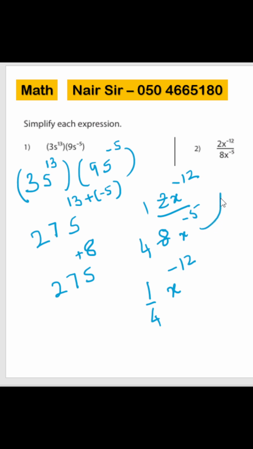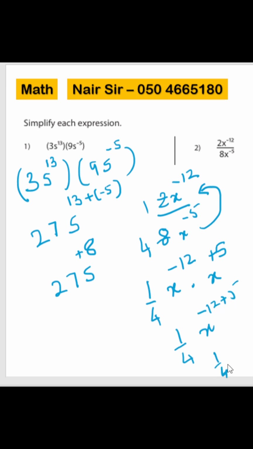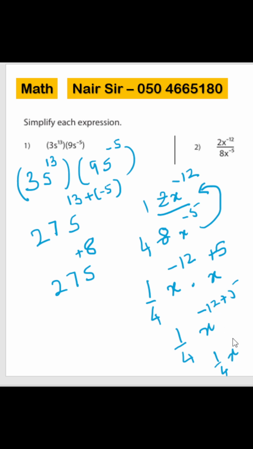When this goes up, what will happen? The exponent sign will change. So this will become x raised to 5. The negative has changed to positive. Now again, 1 upon 4 x raised to minus 12 plus 5, and that is 1 upon 4 x raised to minus 7.